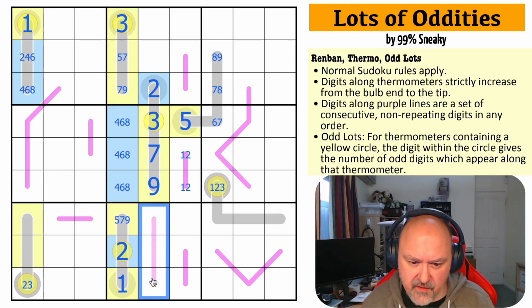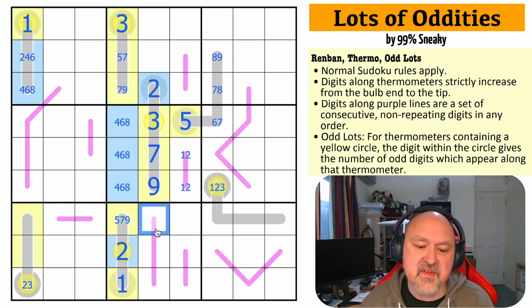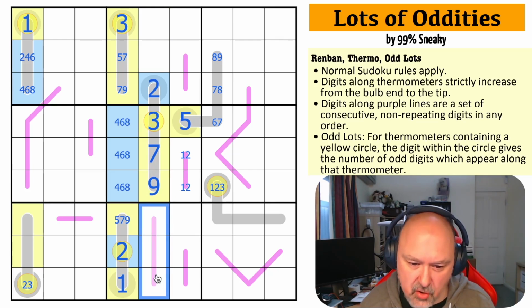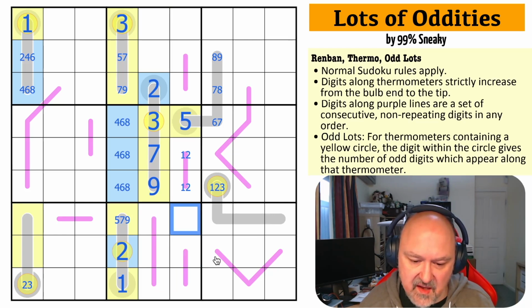Can I put 1 and 5? No. This has either got 2 evens or 2 odds on it. And if it was 2 odds, they'd have to be 1 and 5. And I can't put 1 and 5 on this because there's already a 1 in the box. So this has 2 evens and an odd. So there's 2 evens on this and an even there. So this is an odd digit.